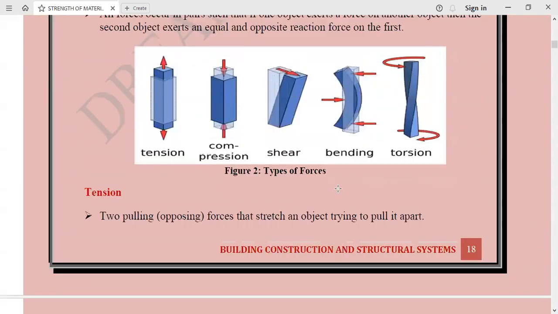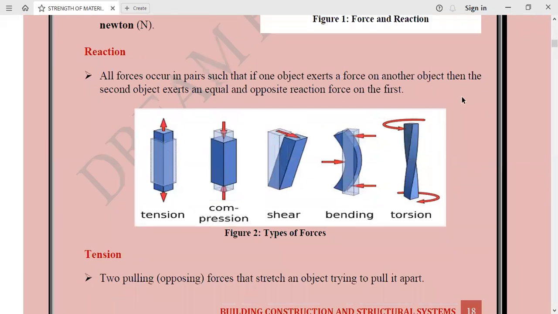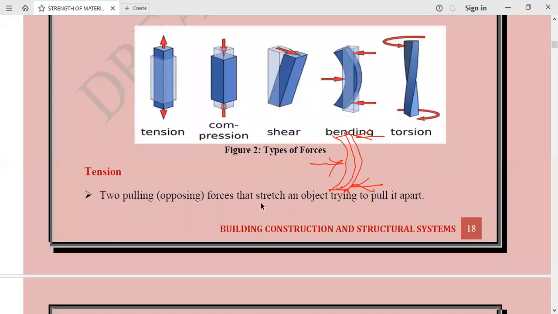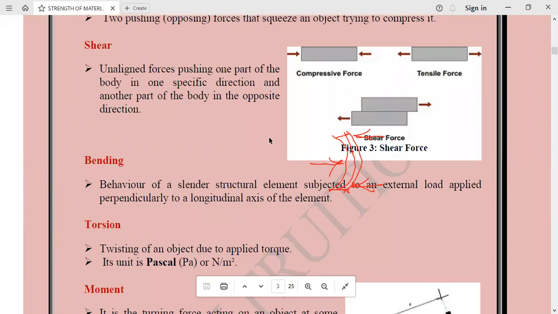So in bending, you can see in this diagram, one force is being applied in this direction, another force is being applied in this direction, and here the body has bent. It has changed its shape, and these forces have caused bending. So what do you have to remember in bending?